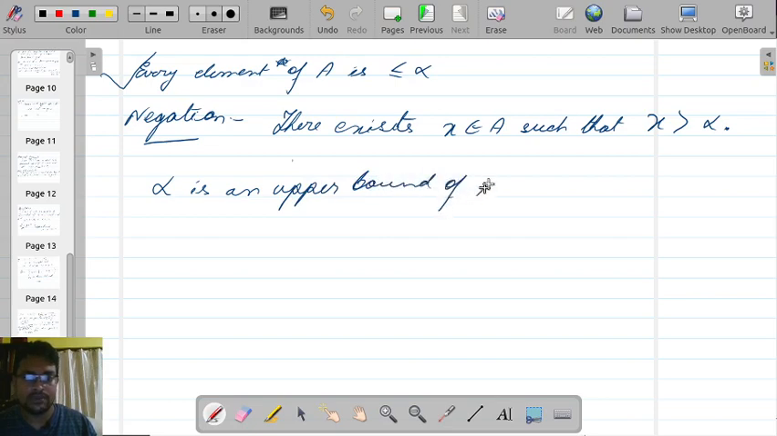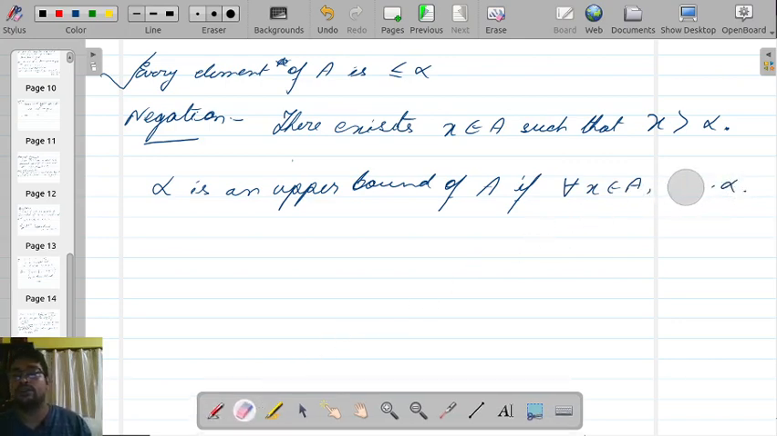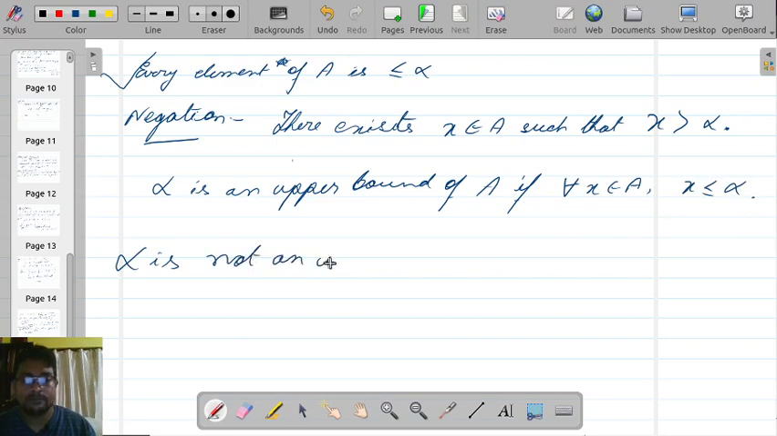Now observe carefully, alpha is an upper bound of capital A if x is less than or equal to alpha for all x inside capital A. For your understanding, you can also write this as: alpha is an upper bound if given any x in A, x is less than or equal to alpha. So alpha is not an upper bound.